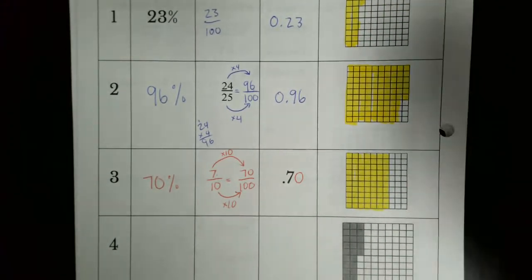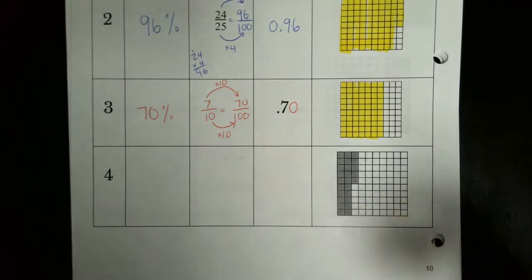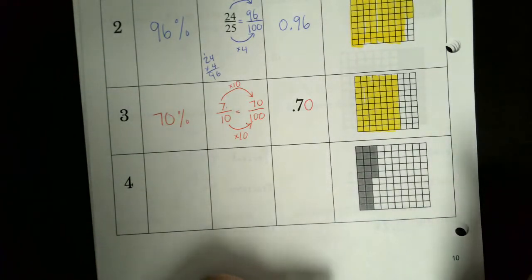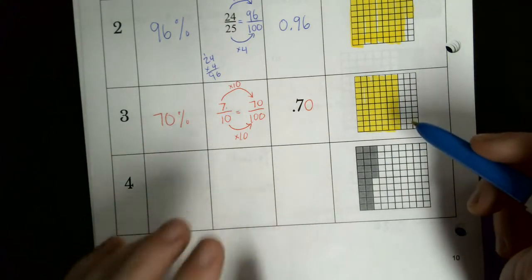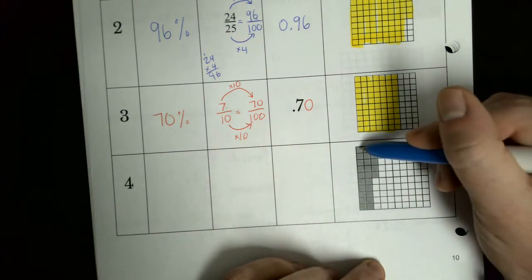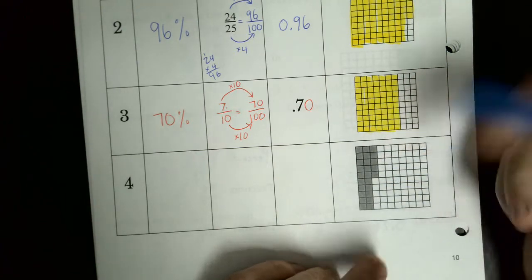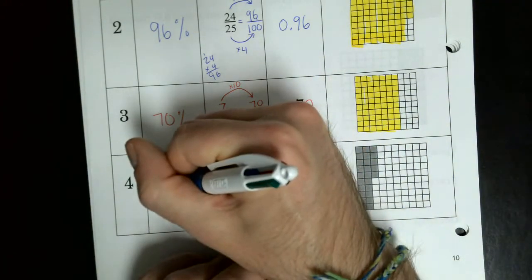All right, the last one, we only have the model. So let's see here. What we have to do, we'll start with the percent, because this is out of 100. There are 20 in this row and 5 more. So it's 25 out of 100. So that would be 25%.